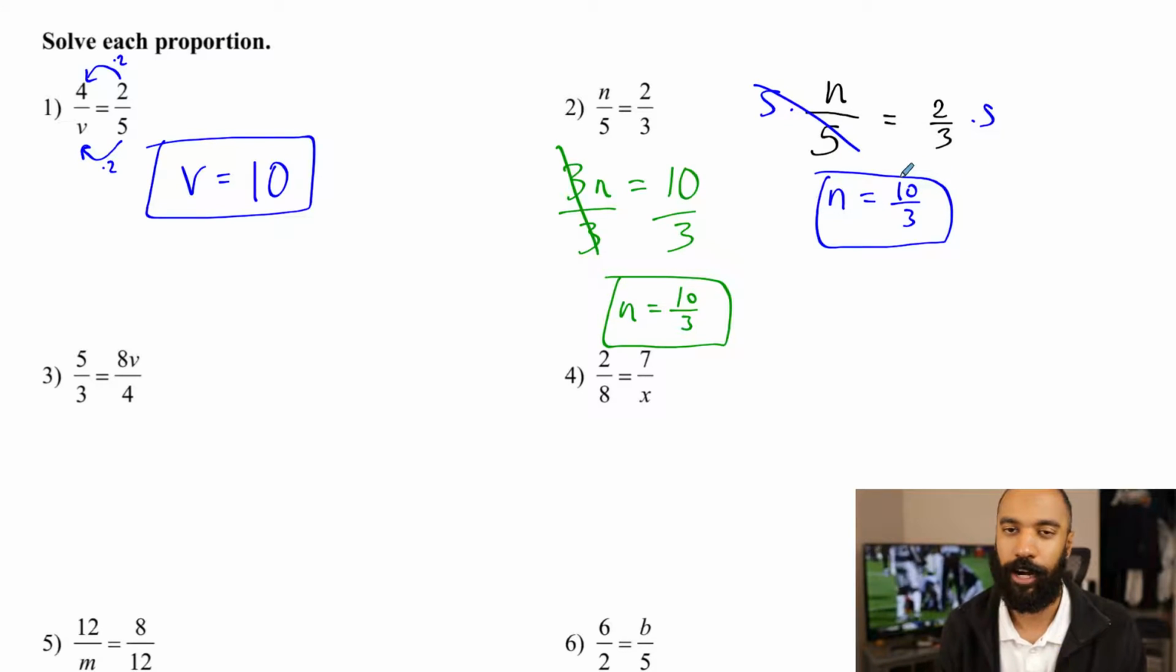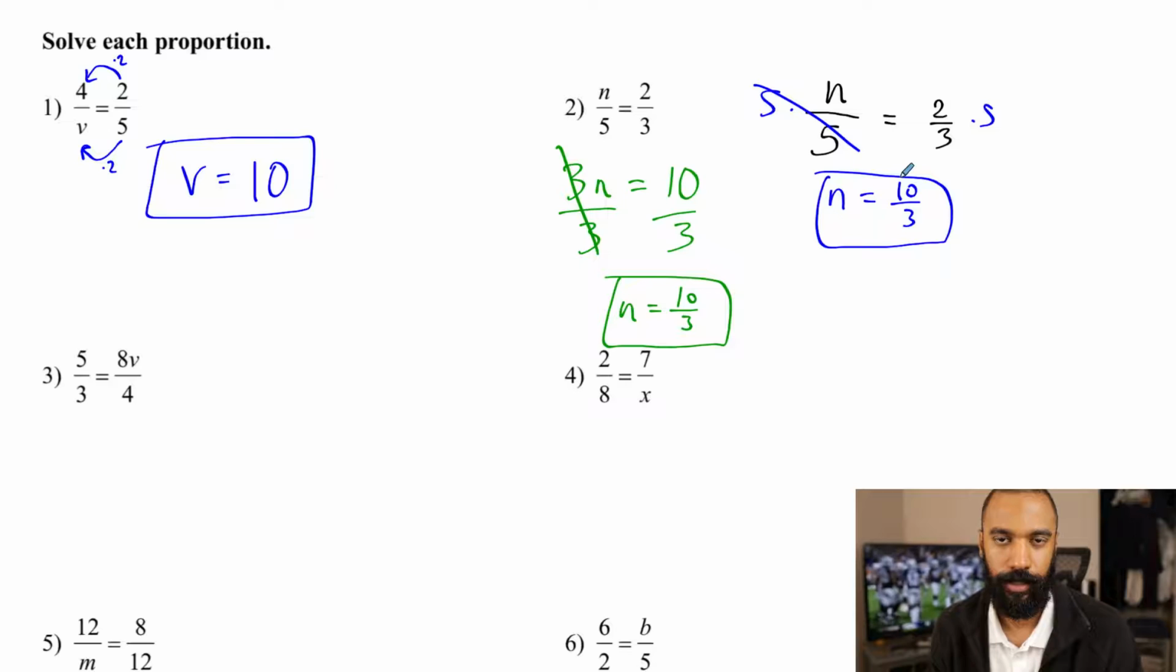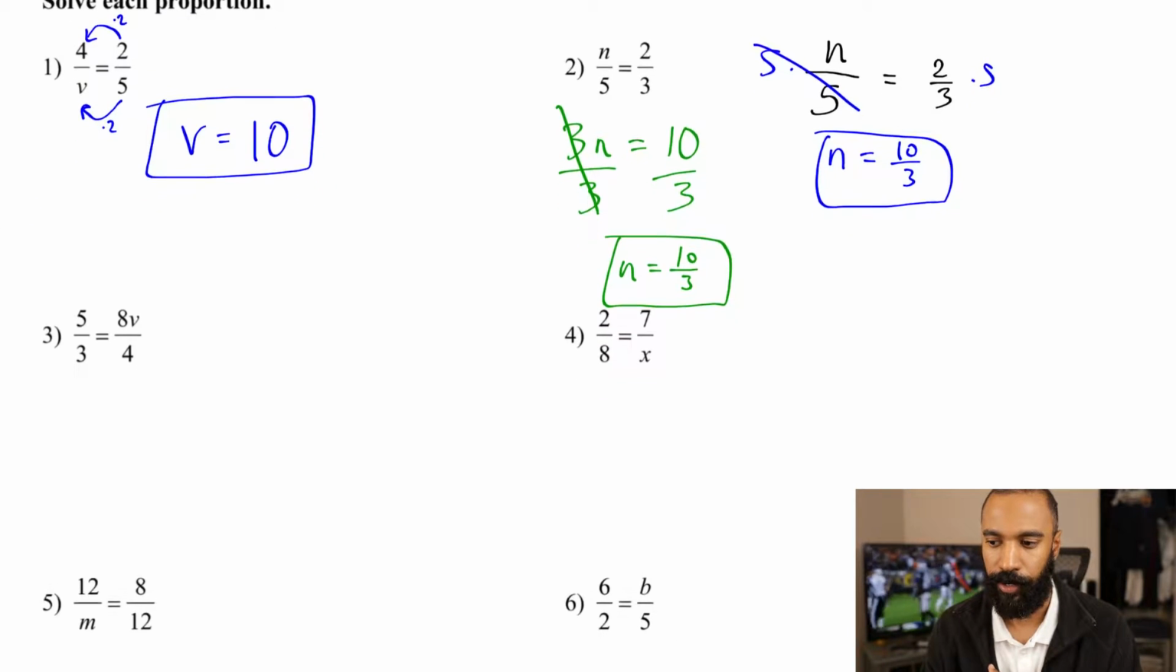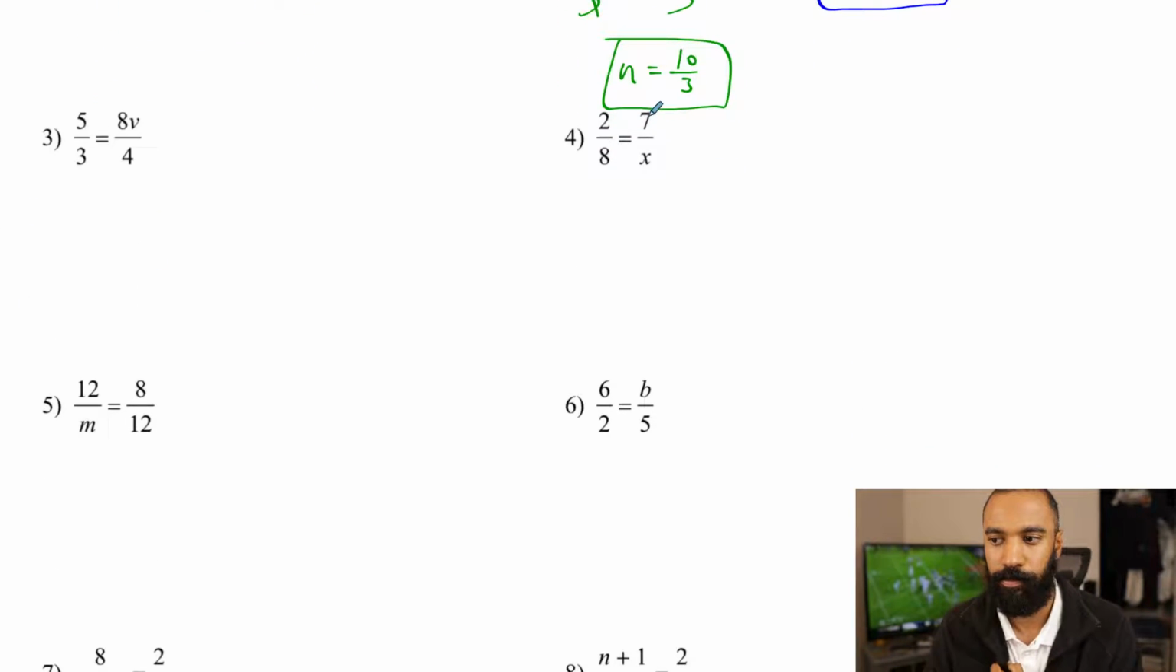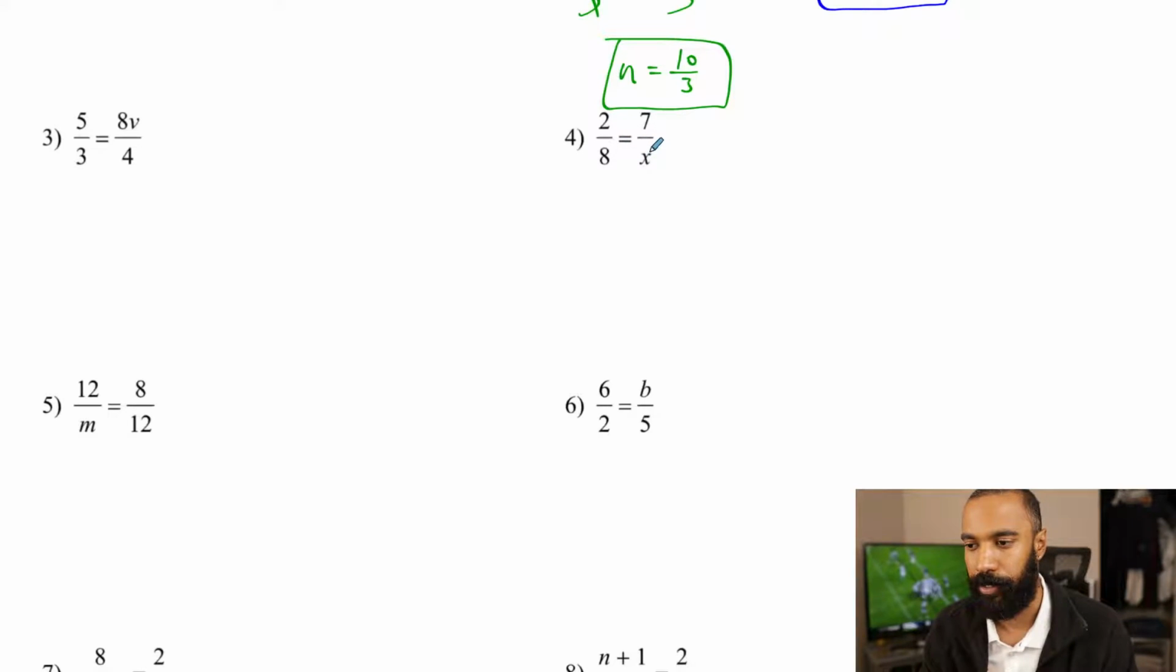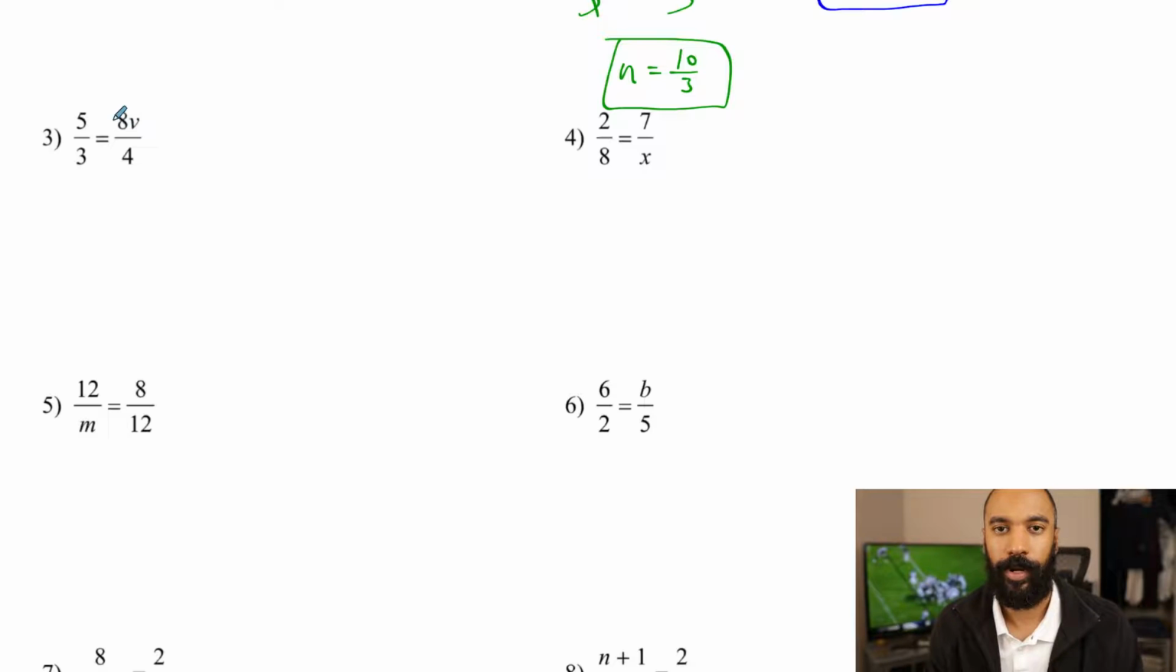It depends on if your variable's in the numerator or not. Like number 4, I couldn't just divide both sides by 7 and be good, because x is in the denominator here. Okay, number 3. Now before I go about, again, doing just cross multiplication, make a problem easier for you if it helps.